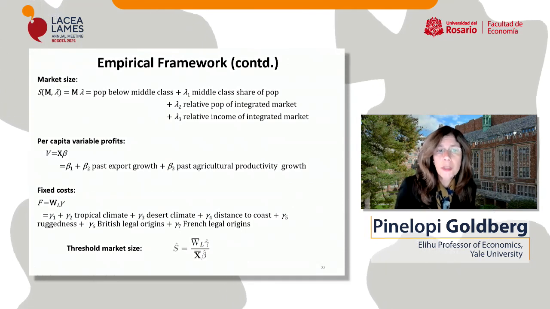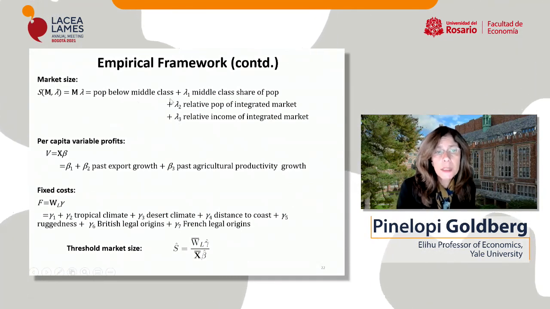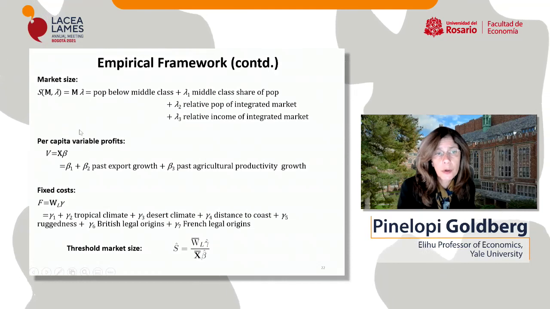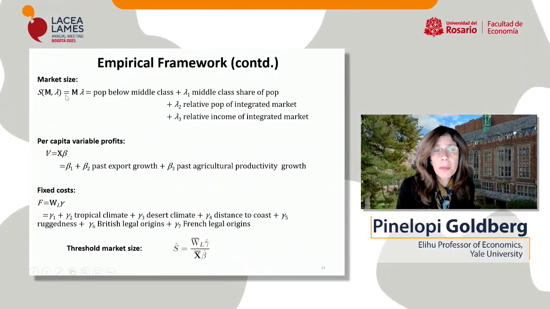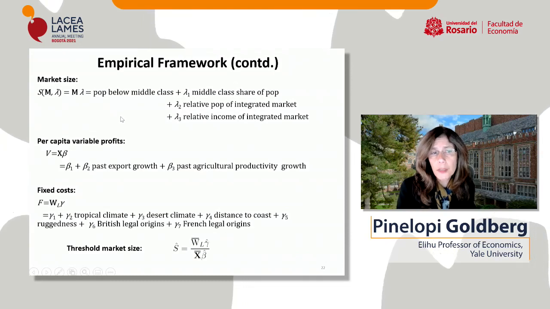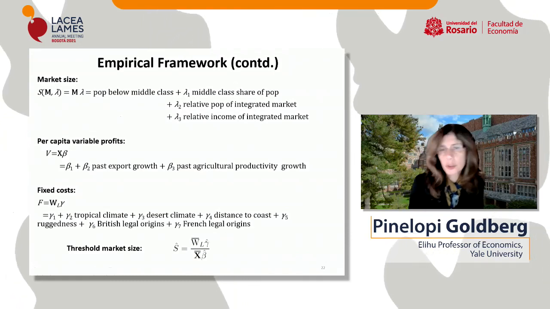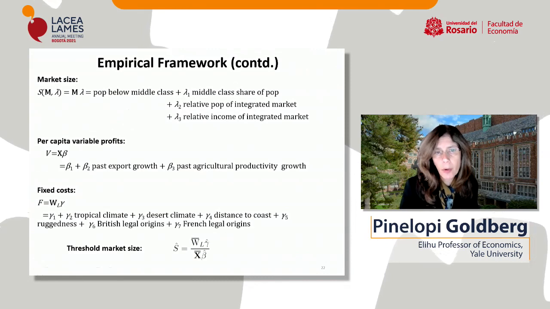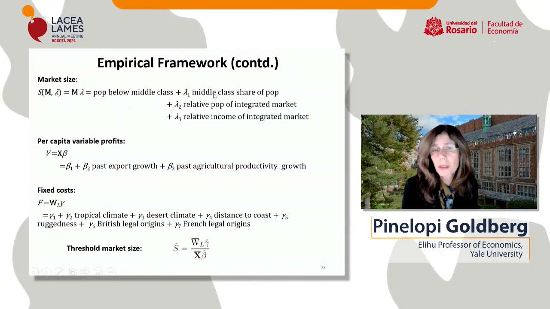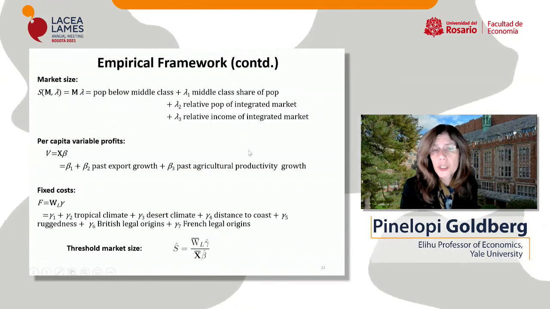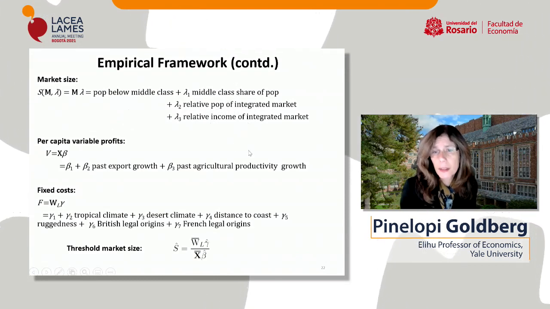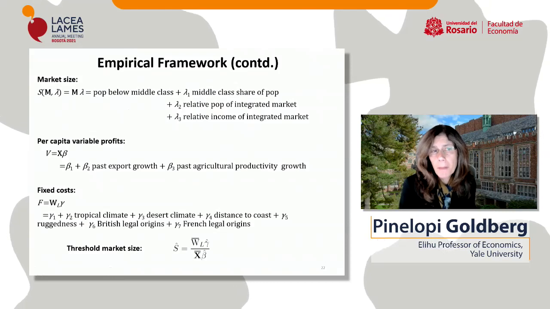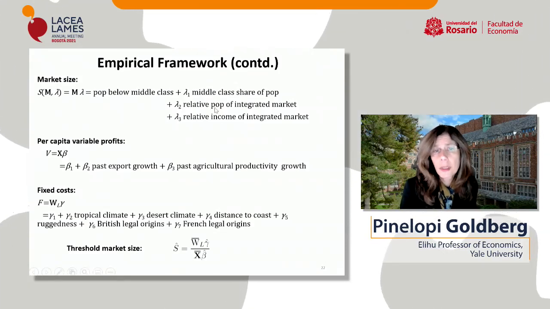The other aspect of the empirics that's informed by the model is the specifications for market size and per capita variable profits, as well as fixed costs. So for market size, we make market size a function of the following variables. There is the population, the raw population of the country, so the domestic market size. We actually measure it here as the population below middle class for reasons I will explain in a moment. Then there is the fraction of the population that's in middle class. And then we also consider the size of the international market, the integrated market. And we consider two versions of the integrated market. We can measure the integrated market in terms of population or in terms of income.